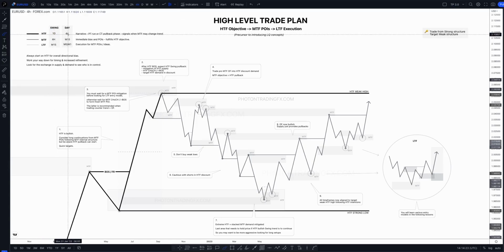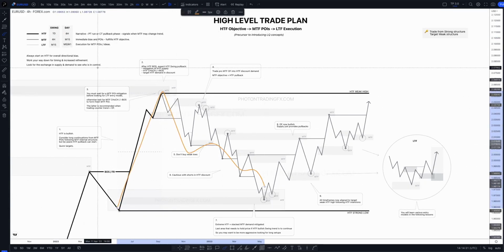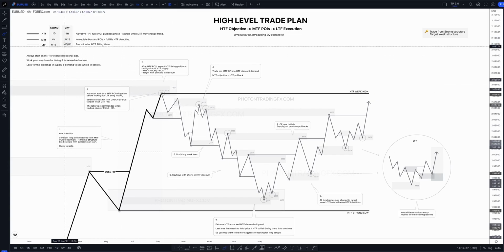And then if you're, let's say, more of the day trader, you just drop them all down a time frame. So your higher time frame will be the 4-hour chart. So you want to know if you're trading those 4-hour pro trend runs or the 4-hour pullbacks. Your medium time frame is the time frame you'll be trading the POIs, your ideas, which will be the M15, and then you'll be using, let's say, the M5 or the M1 for your execution.